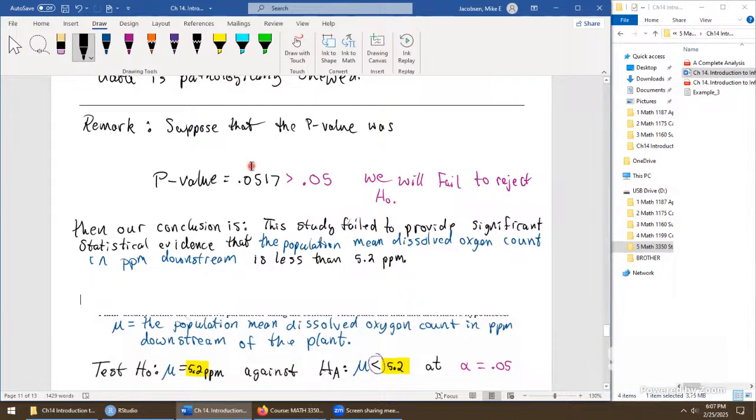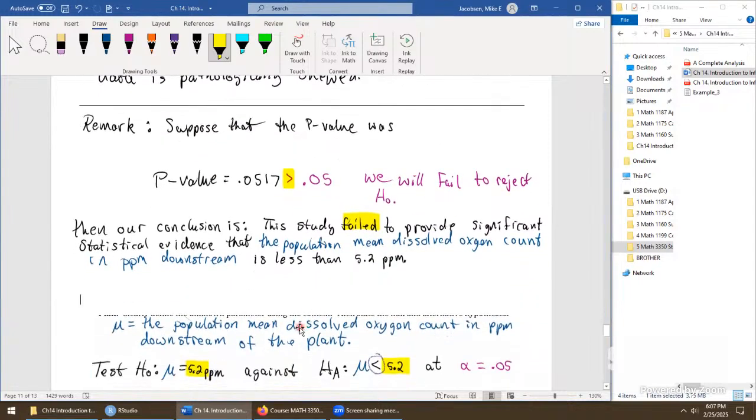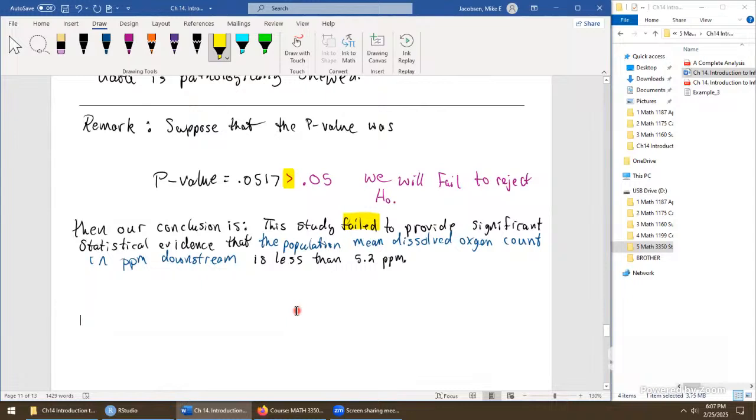So for a large p-value, notice our conclusions look about the same. Well, you're either saying we have significant evidence that the dissolved oxygen count on average is less than 5.2, or we say we failed to find that statistical evidence. So the failure here was only because of the greater than direction. If it was exactly 0.5, we would still have a failure as well. But any questions at all, folks, with that second kind of conclusion?